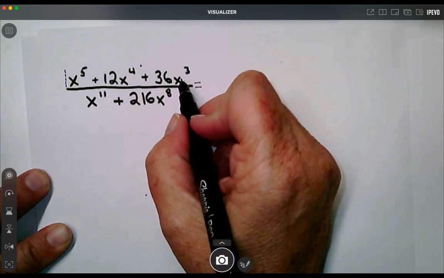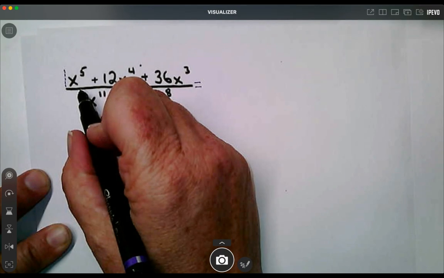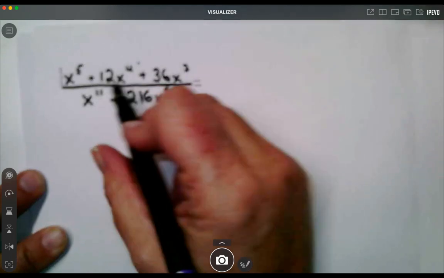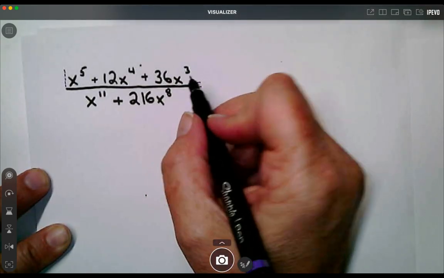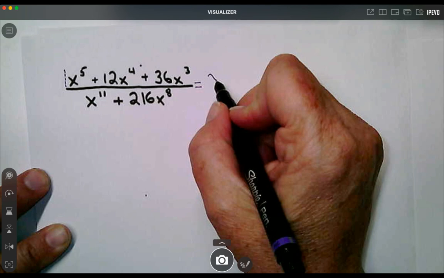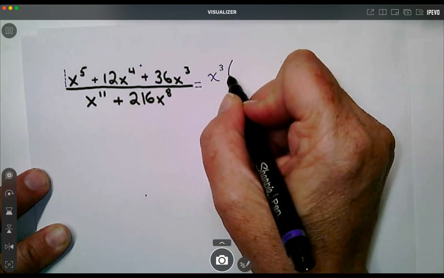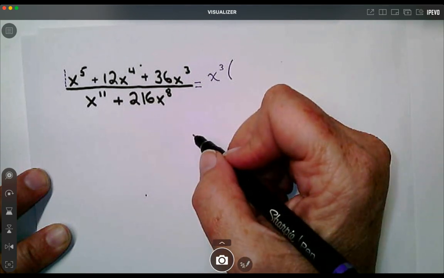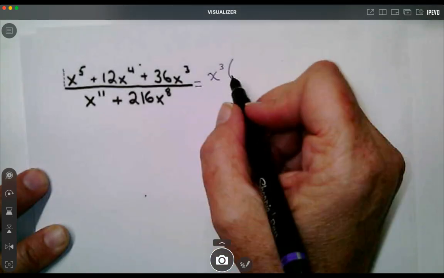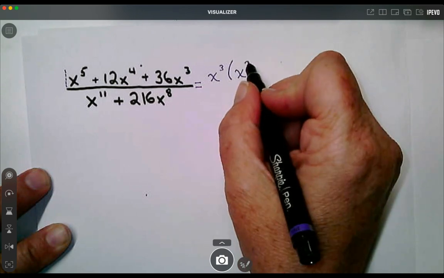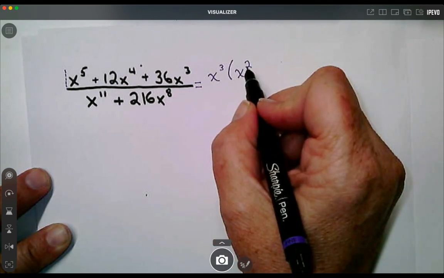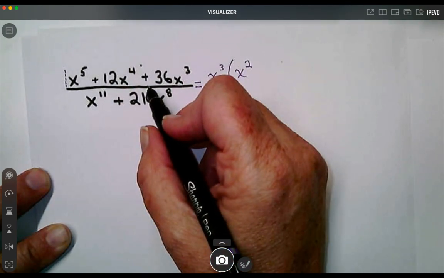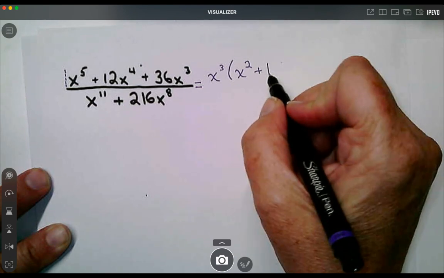However, there is a common factor in the variables. So in the variables, we can see that each of these variables has at least x to the third power within it. So I'm going to put x to the third power outside the parentheses. And what I'm basically doing now is subtracting exponents. X to the fifth divided by x to the third is x squared. And notice that 3 plus 2 takes me back to 5. Now x to the fourth divided by x to the third, that's going to give me just a plain old x.